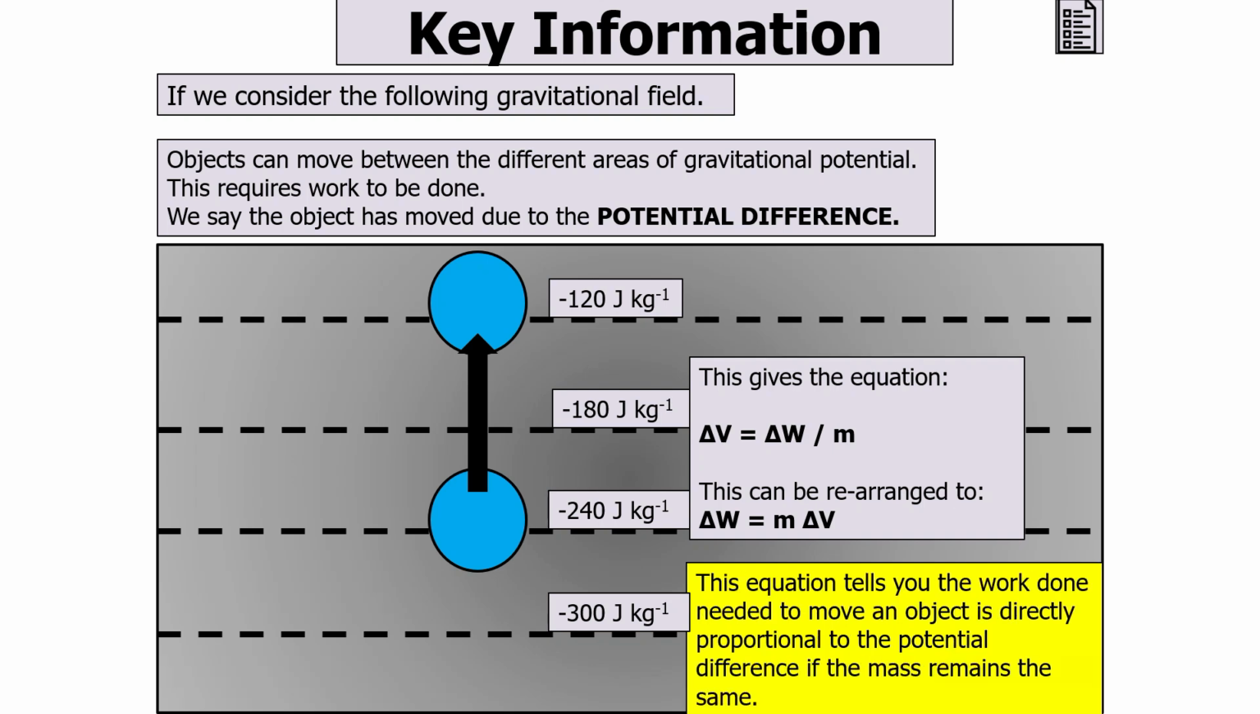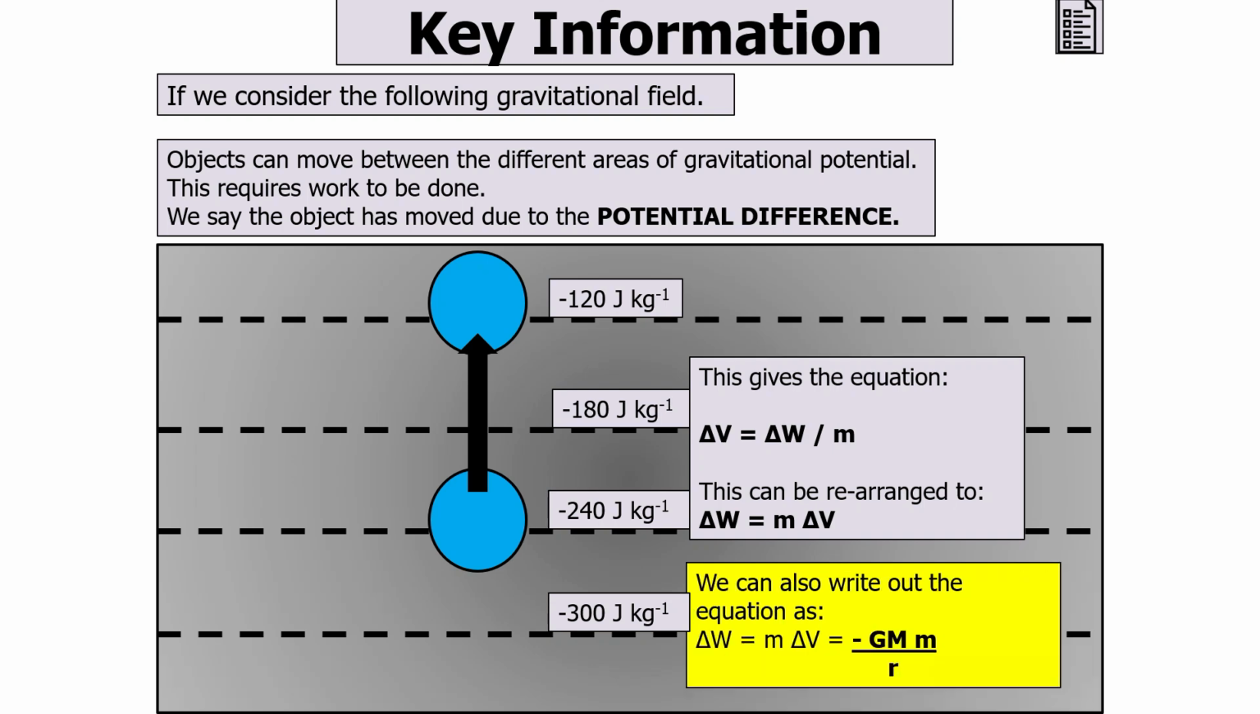So as we said before, this equation will tell you that the work done needed to move an object is directly proportional to the potential difference if the mass of the object remains the same. Now we can also write this out as delta W is equal to m delta V is equal to minus GMm over r, from using our previous equations.